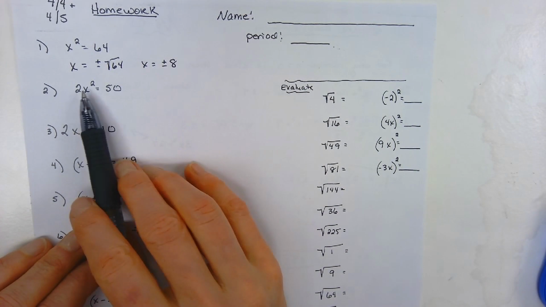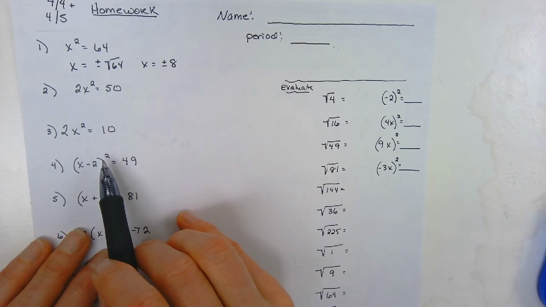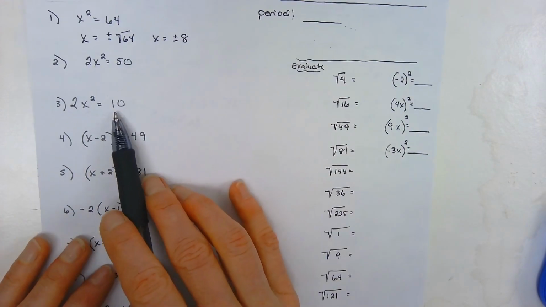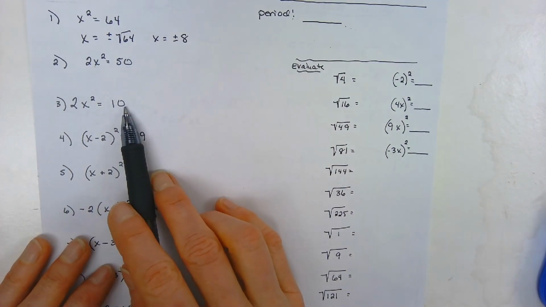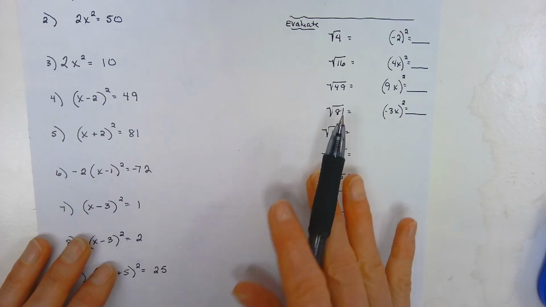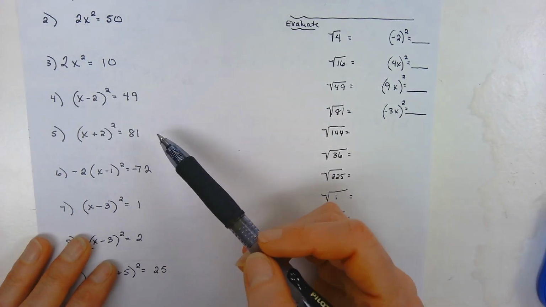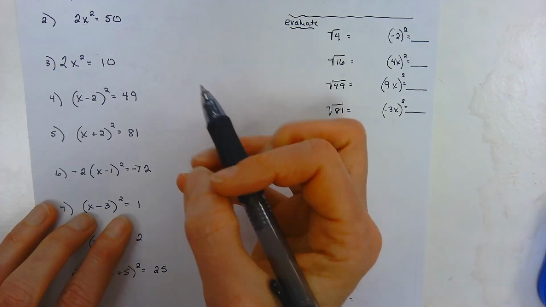On number 2, divide both sides by 2 first, and then you can take the square root of both sides very nicely. The same with number 3. You will get a number here that is not a perfect square. That's okay, leave it in its radical form. Number 4 and 5, you'll have two cases, so I'll do number 4.